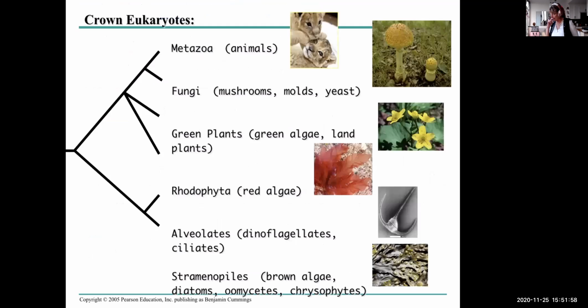So here are the eukaryotes, the metazoa, that's the animalia, that's us. The fungi, which include mushrooms, molds, and yeast. The green plants, which derive from green algae and land plants. The rhodophyta, that's the red algae. Alveolates: dinoflagellates, ciliates. This is a bit of an abbreviated eukaryote tree. The straminopiles, which include our brown algae. Diatoms, oomycetes, and chrysophytes. We looked at all of those in our labs already. Not the fungi and the plants, but the algae and the metazoa.